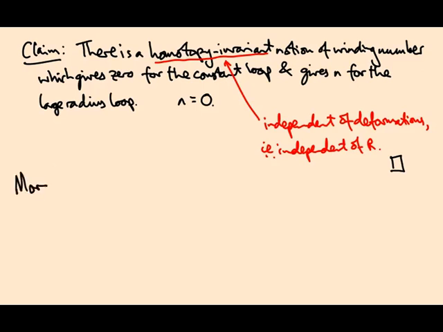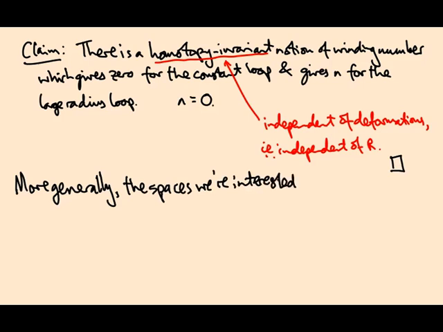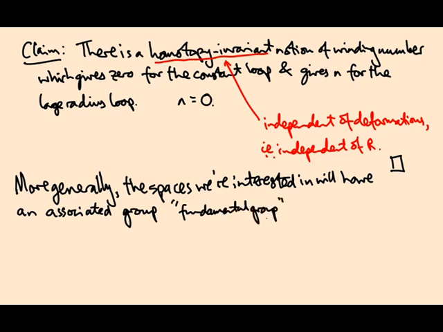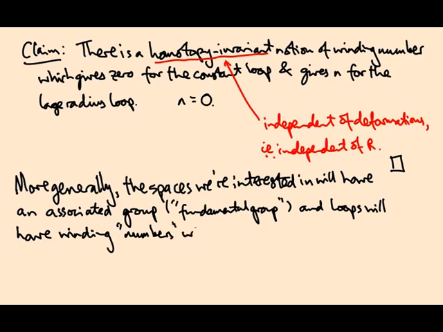So more generally, the spaces we're interested in, like in this example C minus the origin, will have an associated group, in this case the integers, called the fundamental group. Which is a receptacle for winding numbers of paths, but they're not numbers anymore, they're elements of a group. So loops will have winding numbers, but they're not numbers anymore, which live in this group.